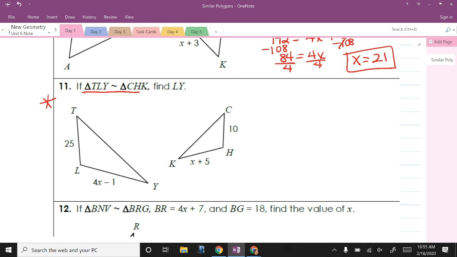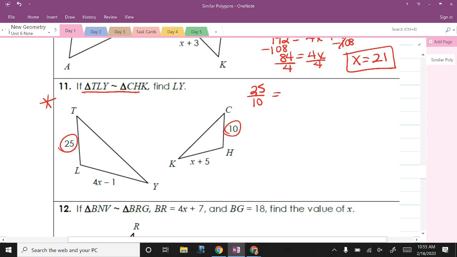So I started just putting corresponding stuff together. 25 TL goes with what? CH. So you can use 25 over 10 for your proportion, or you can reduce that to 5 over 2. Who used 25 over 10 straight up? Who reduced it to 5 over 2? Okay. You're going to get the same thing either way. I'm just going to use 25 over 10 because it looked like most of y'all did that. If not, it doesn't matter.